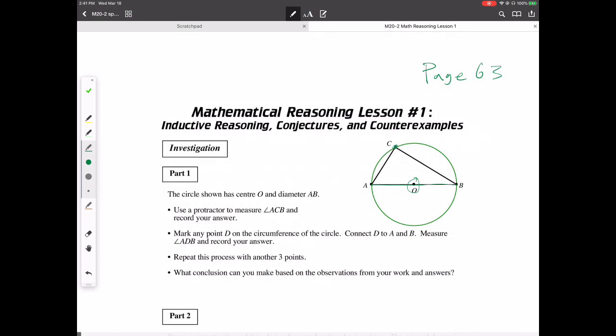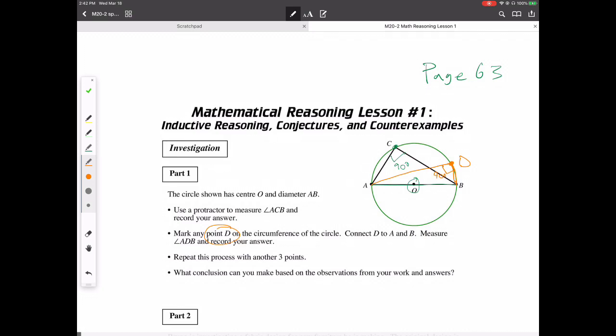Now it asks us to measure out using a protractor what the angle is from A to B to C, but I'm just going to tell you. The angle here is 90 degrees. If we create a new point of D, which is also on the circumference of the circle, let's make D over here. If I connect D to both A and B, then I still have an angle of 90 degrees.